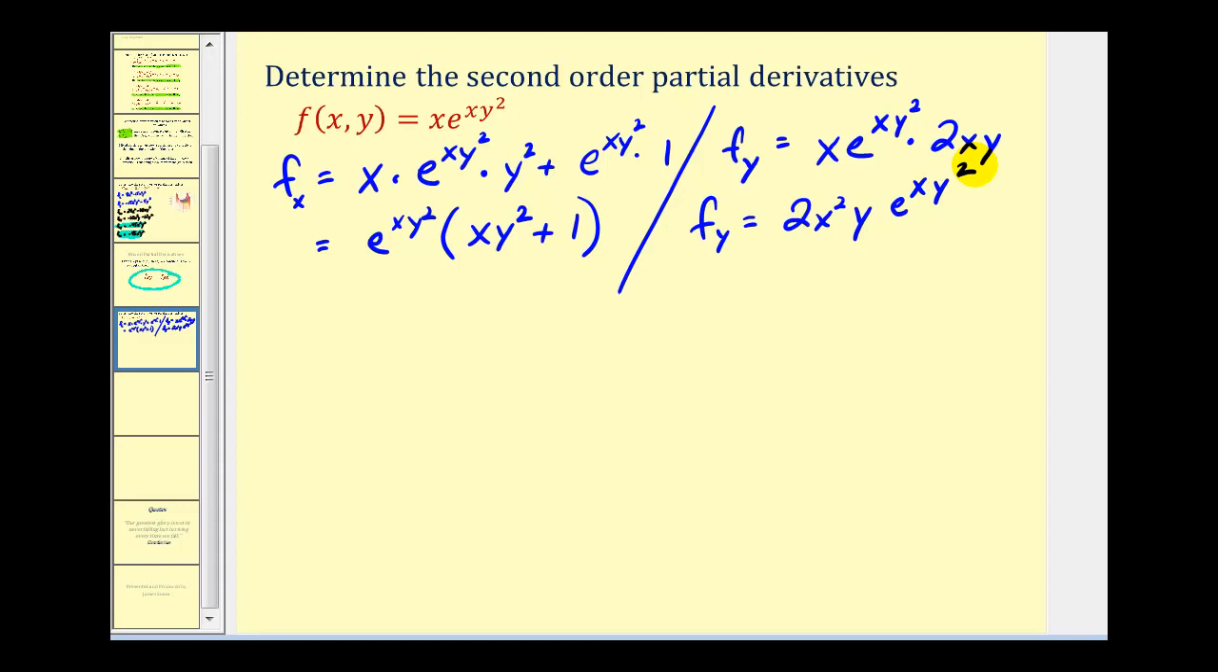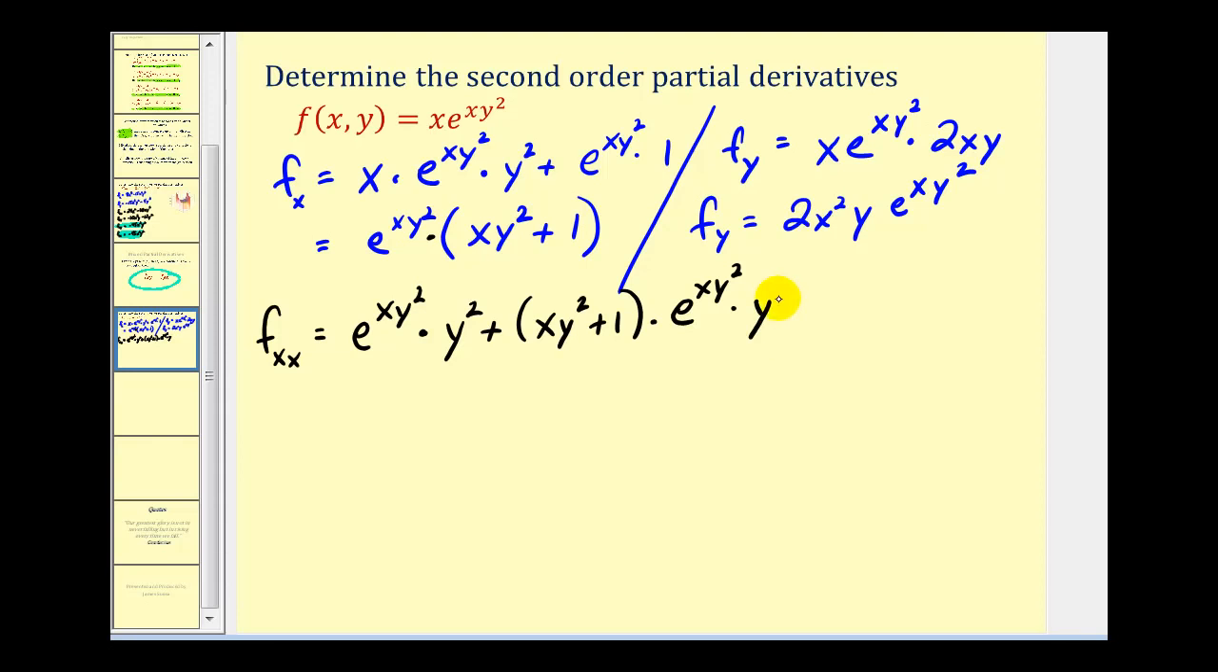Now let's go ahead and find our second order partials. So for fxx, we'll differentiate this with respect to x again, treating y as a constant. So it's going to require the product rule: the first times the derivative of the second with respect to x. So we'll have y squared and then 0, plus the second times the derivative of the first, again with respect to x. So we'll have e^(xy^2). The derivative of the exponent with respect to x is going to be y squared. Let's go ahead and clean this up.